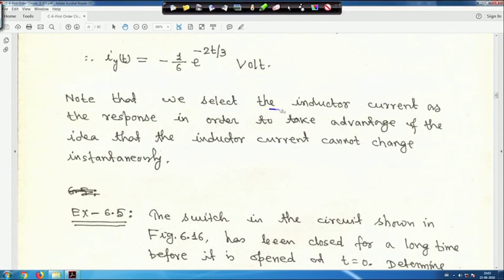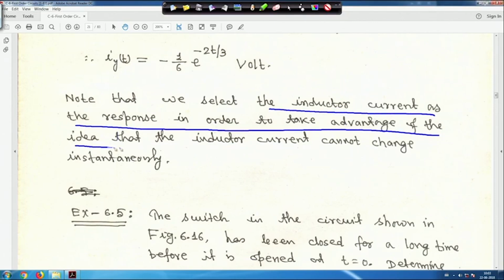Now note that we select the inductor current, this is important, you should keep it in your mind. We select the inductor current as the response in order to take advantage of the idea that the inductor current cannot change instantaneously. A little bit more we will see that, at the time of opening or closing the switch, at t = 0 minus or t = 0 plus. So, we will see later. But this inductor current is selected as the response in order to take advantage of the idea that the inductor current cannot change instantaneously.